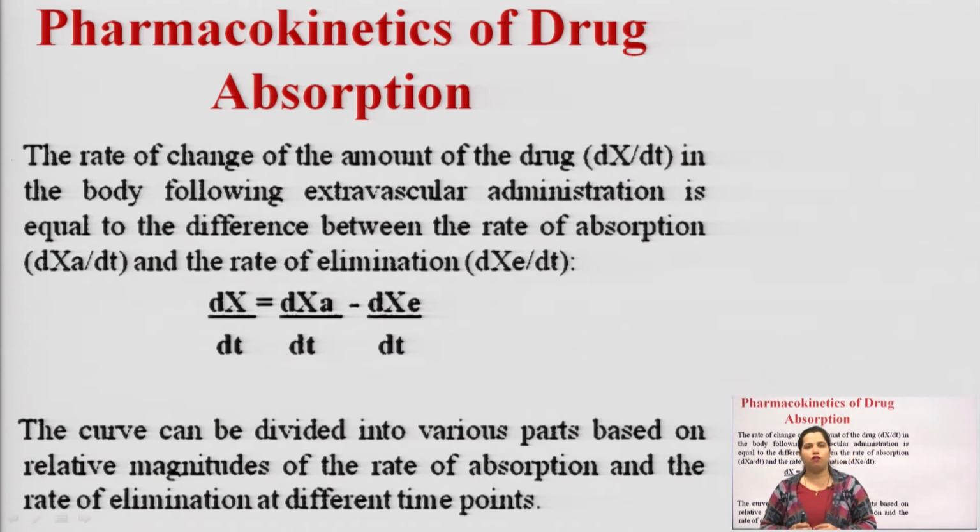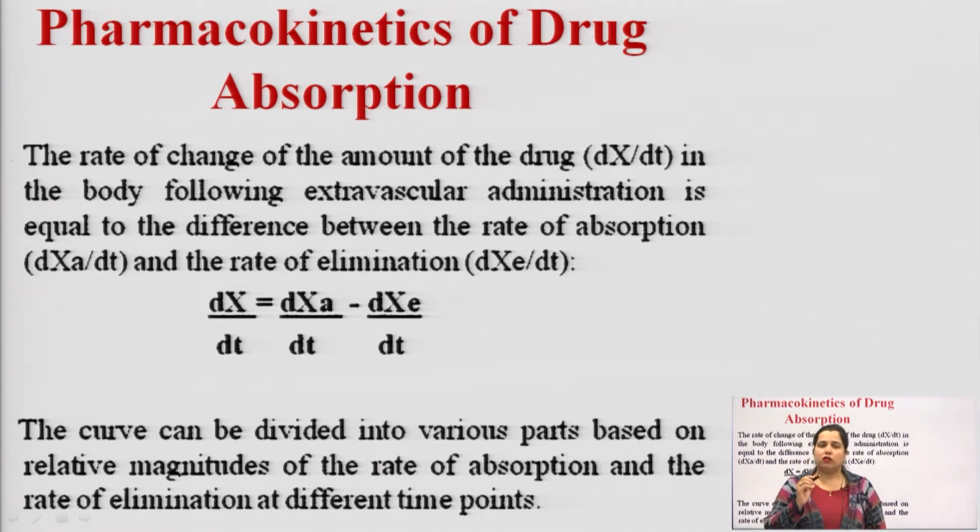Pharmacokinetics of drug absorption. In this case, the rate of change of the amount of drug, that is dX by dt, in the body following extravascular administration is equal to the difference between the rate of absorption and the rate of elimination. That means the rate at which the concentration is changing in the blood, blood plasma or body tissues following extravascular administration is equal to the difference between the rate of absorption and rate of elimination.